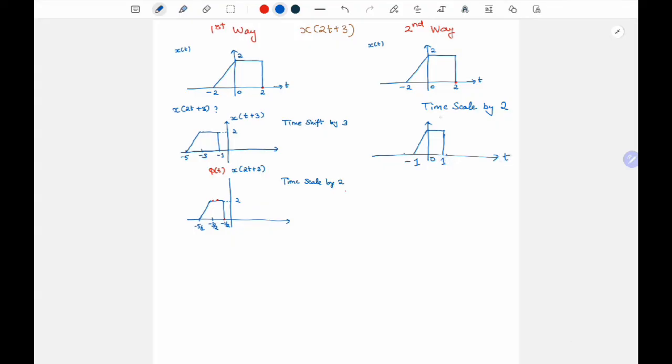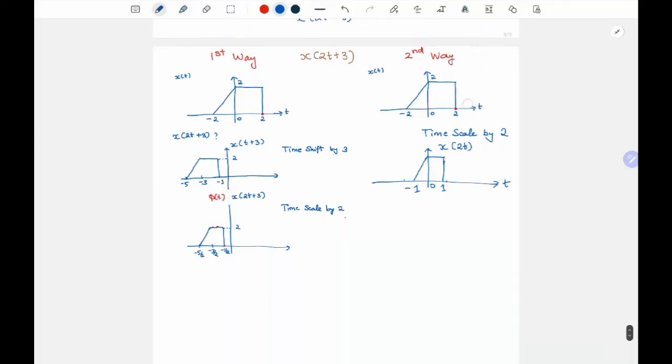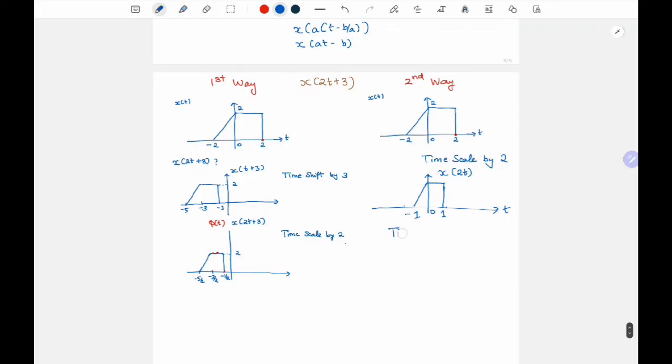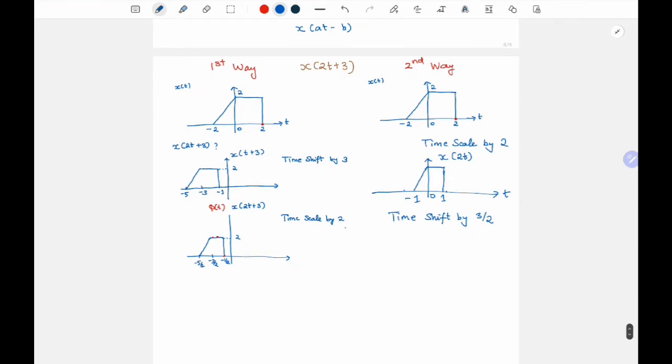Right, okay. So this will be x of 2t. So then what I have to do? I have to time shift by b by a, right? So b here is 3, b by a will be 3 by 2. So time shift by plus 3 by 2. That means it is shifting to the left. So 1 minus 3 by 2 will be minus 1 by 2, and minus 1 minus 3 by 2 will be minus 5 by 2. So 0 will come at minus 3 by 2, right?